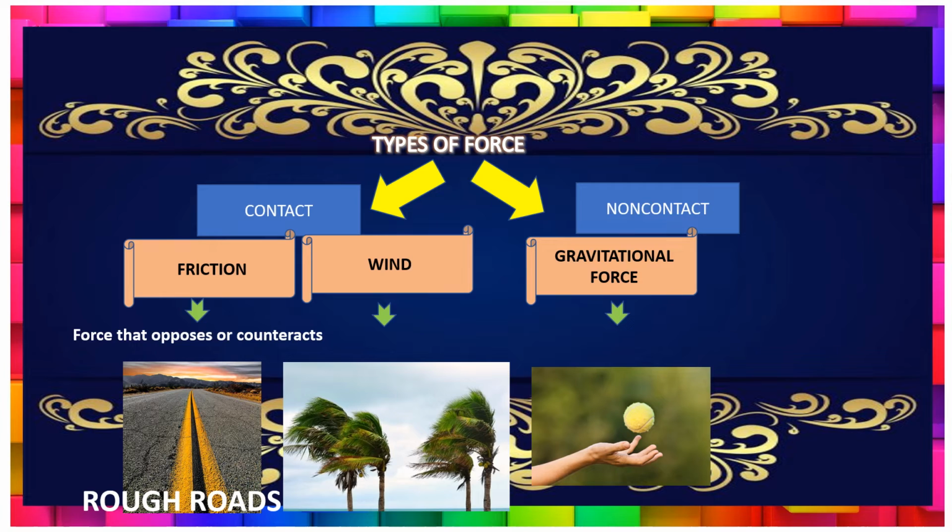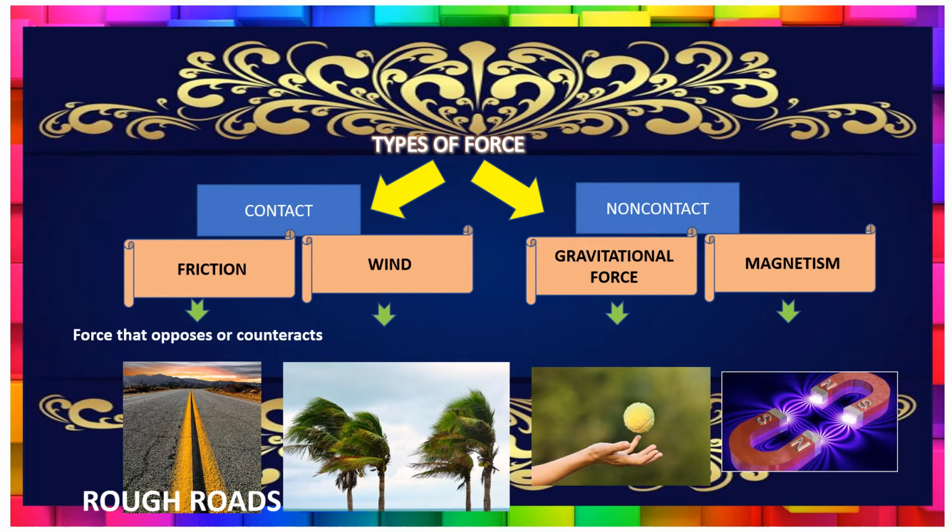Why do you think are we not being thrown out in space when the earth is continuously spinning at great speed around its axis? It's because earth's gravity is keeping us firm and steady on the ground. Another non-contact force is the magnetism. Magnetic force only attracts iron and steel.